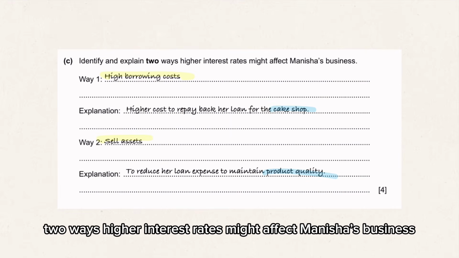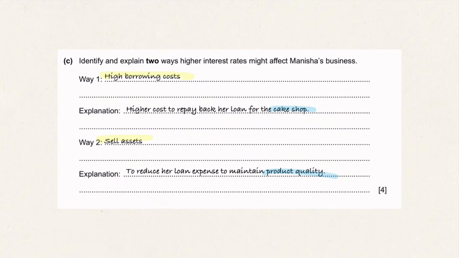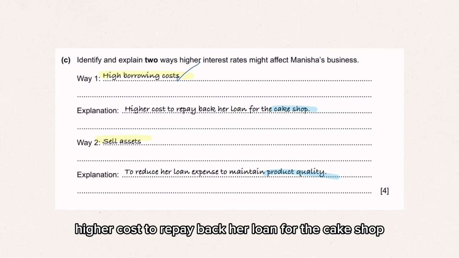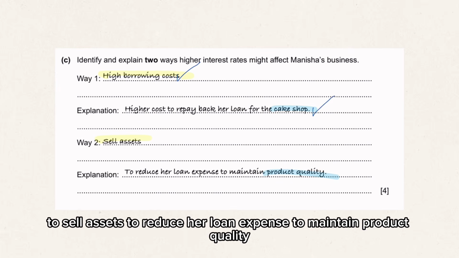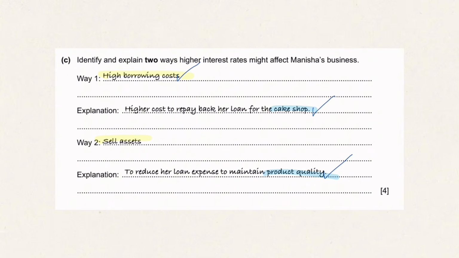Identify and explain 2 ways higher interest rates might affect Mashita's business. Way 1: higher borrowing costs. Higher costs to repay back her loan for the cake shop. Way 2: sell assets to reduce her loan expense to maintain product quality.